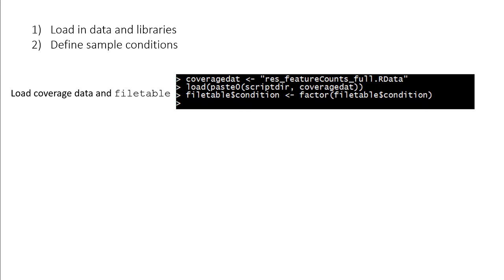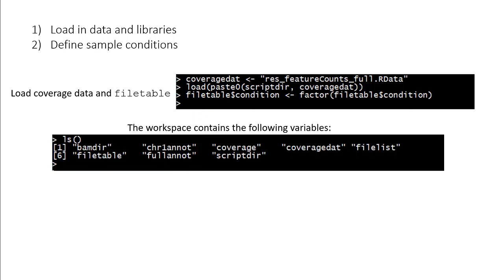The very first thing you will want to do is to load the DESeq2 library. Here we previously computed our count data using featureCounts and saved it, along with a sample conditions table, to an R data file. So for the first two steps, we simply load in the R data file using the load function. In our workspace, we can see the coverage data object, which contains our counts matrix, as well as the sample table, which is named file table.